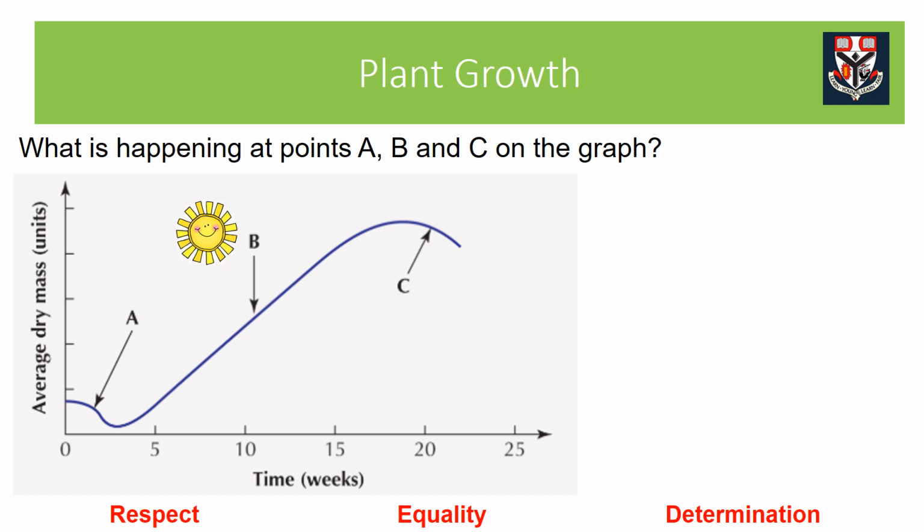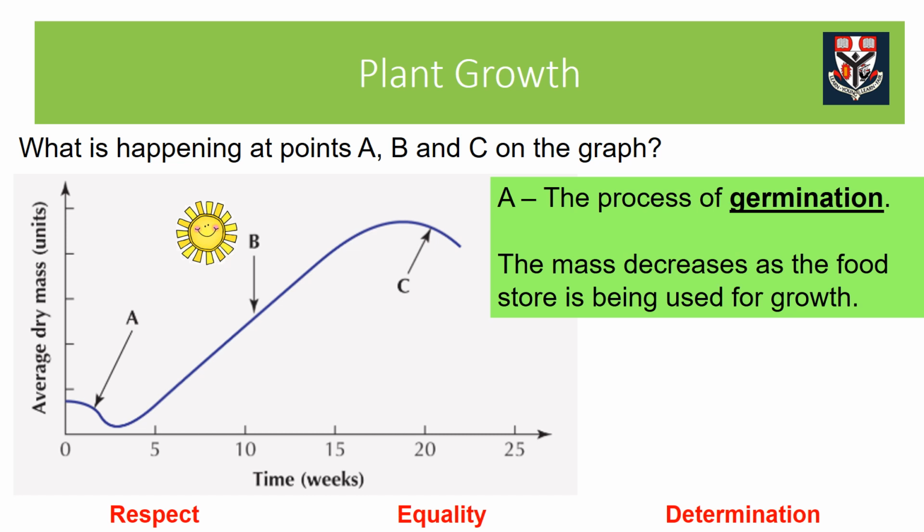We have a graph here that shows us 3 points, A, B, and C. We have an indication of what's happening to the average dry mass, which is a measurement of growth, over a 25-week period. At point A, we would identify this as germination. The mass decreases as the food store inside the seed is being used for growth.